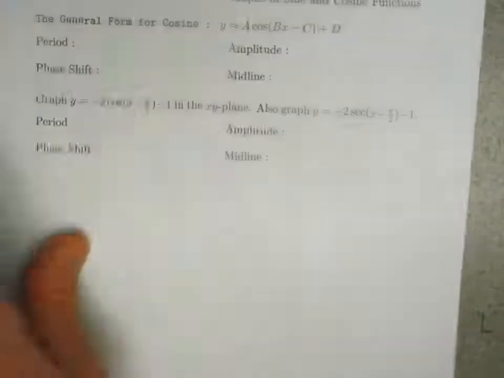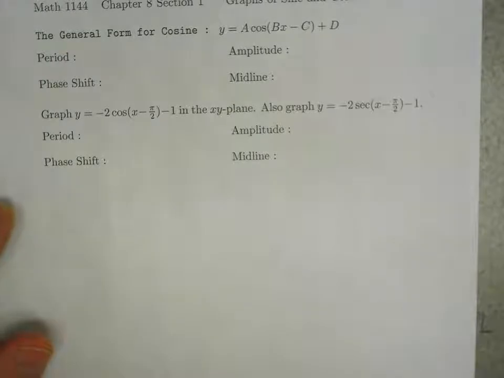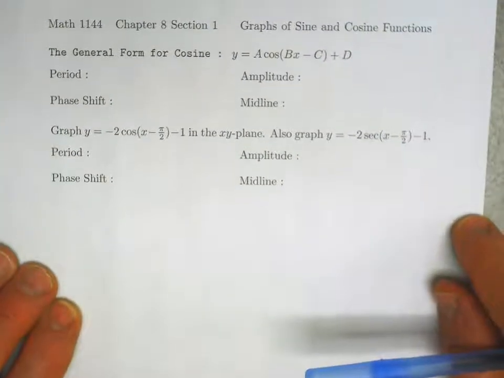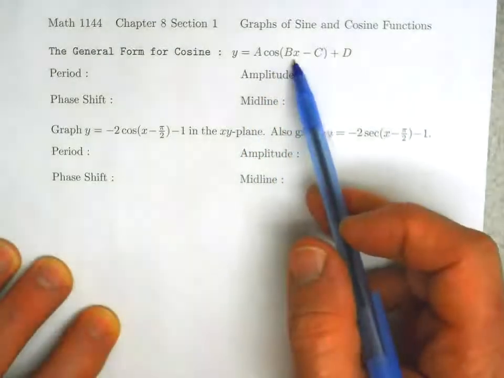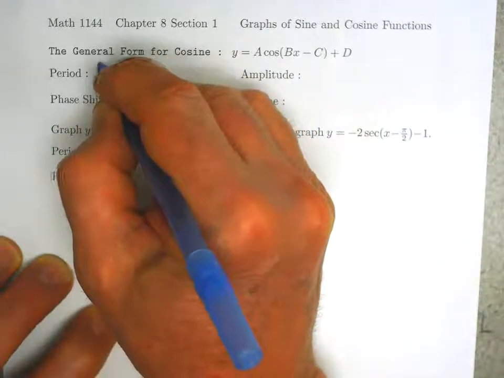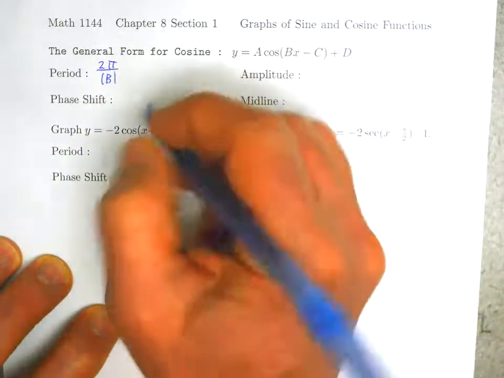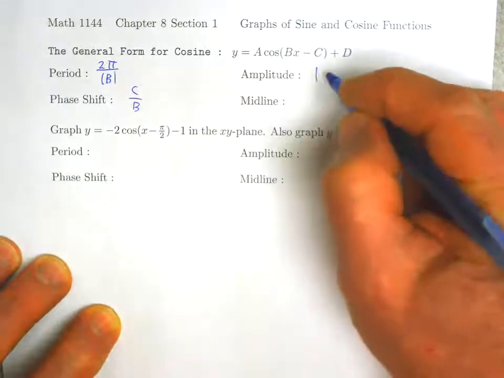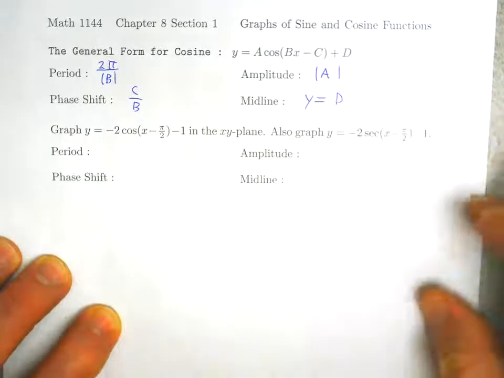Okay, we can start the last example. We'll fill in this general form information. If we have y equals a times cosine of bx minus c plus d, the period is 2 pi divided by the absolute value of b. The phase shift is c divided by b. The amplitude is the absolute value of a, and the midline is y equals d.